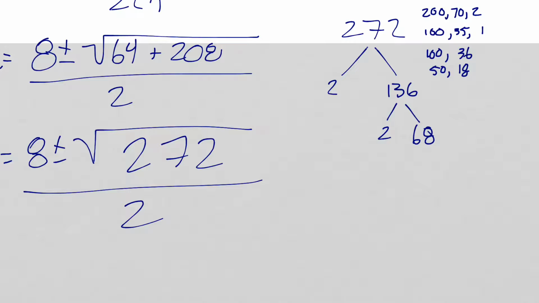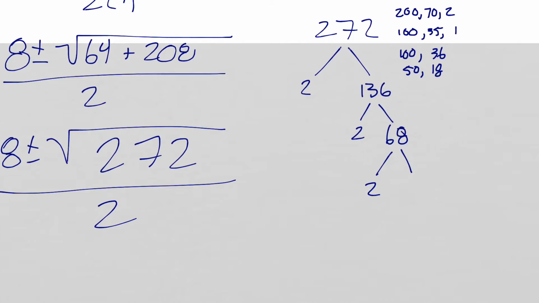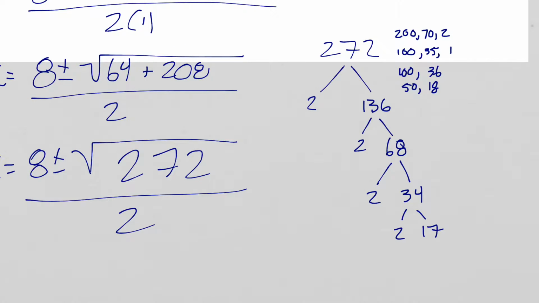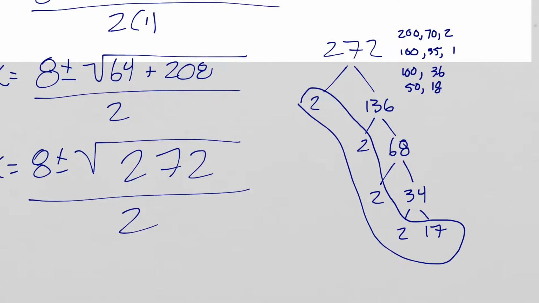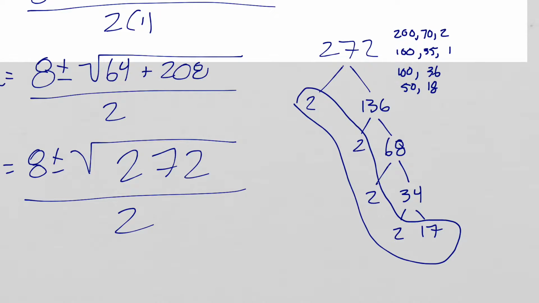I'm splitting it up. But again, 68 now can be split again. So let's divide it in 2 again. What's half of 68? Well, it is 34. Again, I can keep going. I can pull out another factor of 2. What's 34 divided by 2? Well, it is 17. So what this has told me is that that is the prime factorization of this number.